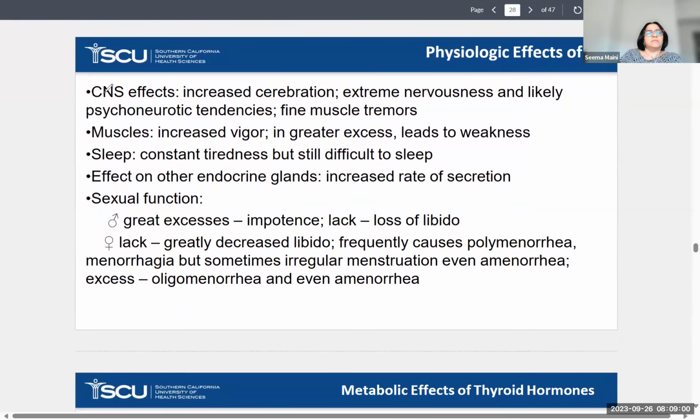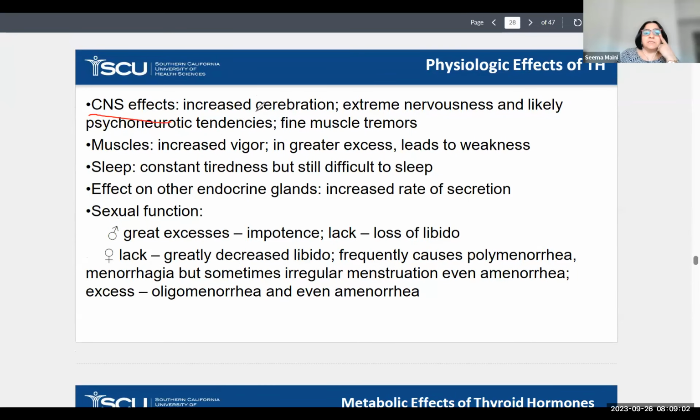In the muscles and central nervous system, there is increased cerebration, again due to the metabolic effect: extreme nervousness, likely psychoneurotic tendencies in case of increased levels, fine muscle tremors, increased vigor. In greater excesses, it leads to weakness. Insomnia: the hyperthyroid patient will be insomniac, and will not be able to sleep even when tired.